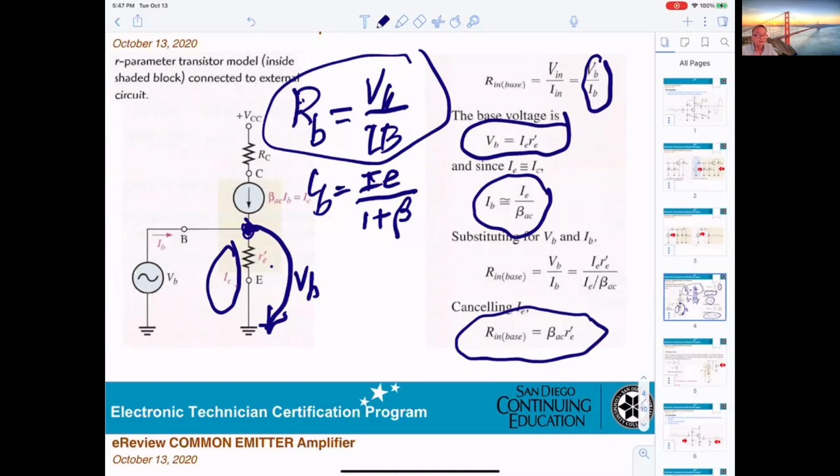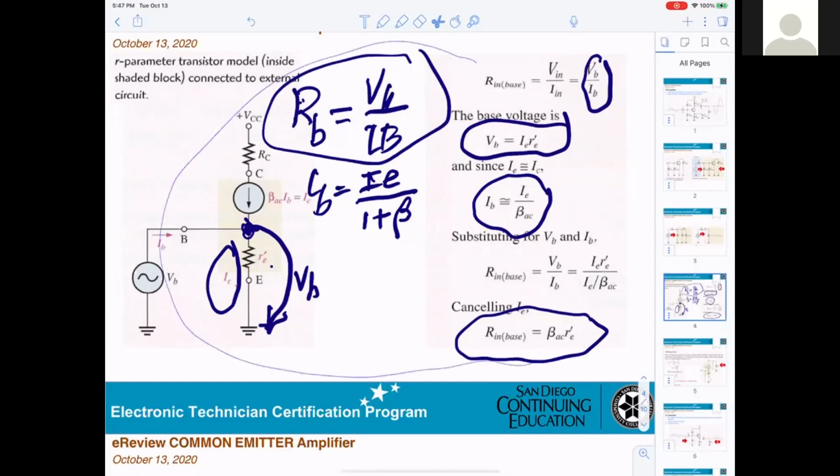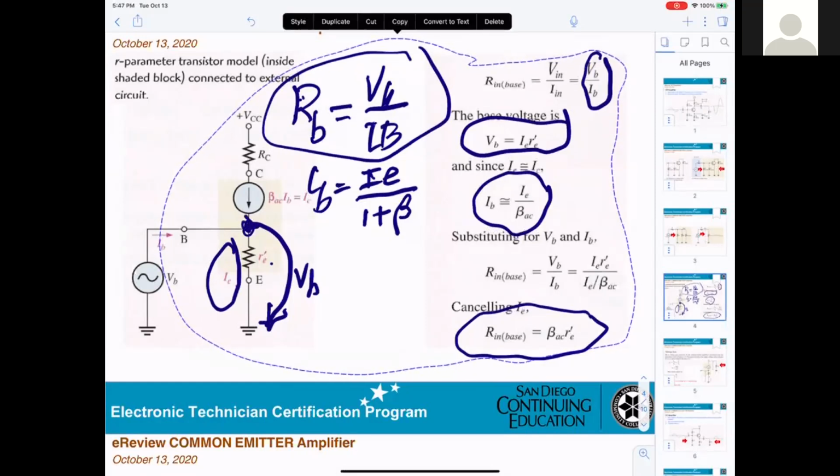And they substitute into that, and finally you get r in base equal beta times r prime e. And VE here is 0 because the emitter is shorted to ground with a capacitor, correct? Exactly, with your bypass capacitor. Exactly. In AC, you don't have an RE. Okay, thank you.